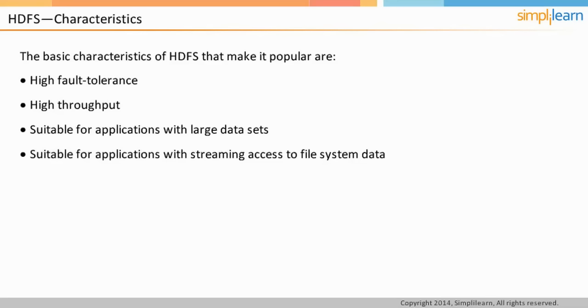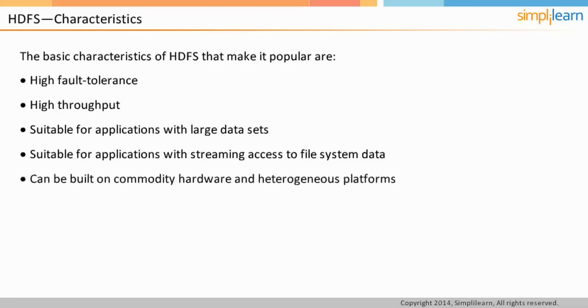These are not general-purpose applications that typically run on general-purpose file systems. HDFS is designed more for batch processing than interactive use by users. The emphasis is on high throughput of data access rather than low latency of data access. Also, HDFS is designed in a way such that it can be built on commodity hardware and heterogeneous platforms. In the next screen, we will list the key features of HDFS.